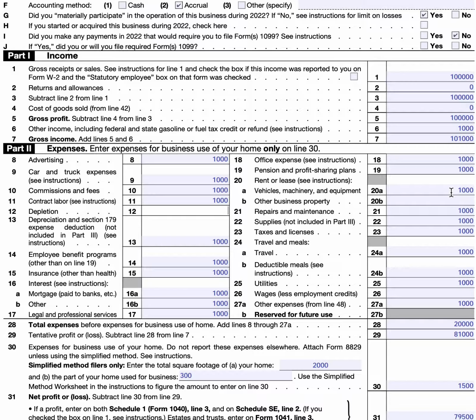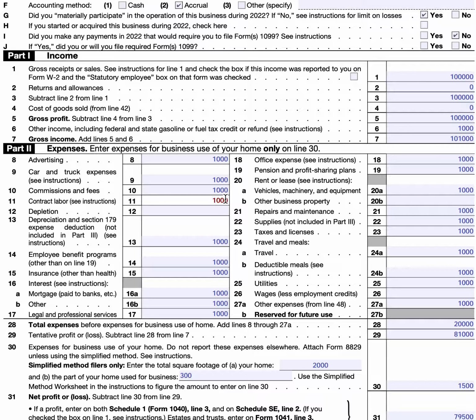So in line 11, you would enter the cost of any contract labor that you need to file Form 1099-NEC to report any labor payments of $600 or more during the tax year. As a general rule, you have to file a 1099 for payments of $600 or more to the same person. So if you Venmo someone $600, I believe Venmo is going to start making people actually issue 1099-Ks out of that.